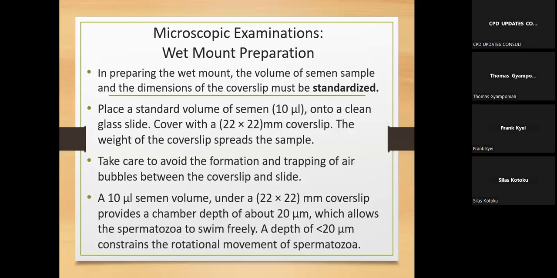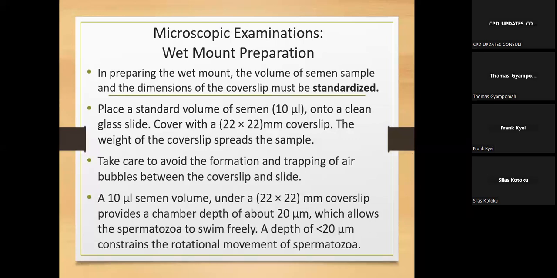So if you use 22 by 22 and you use a 10 microliter dropper or a 10 microliter sample, whether it is semen or whatever, use 10 microliters. Who can tell me the depth of the suspension that you're going to get under the cover slip? I don't know whether you're following the discussion.